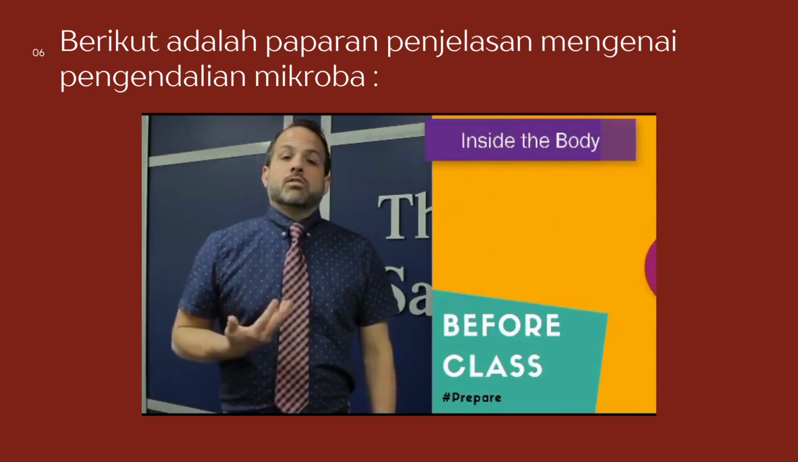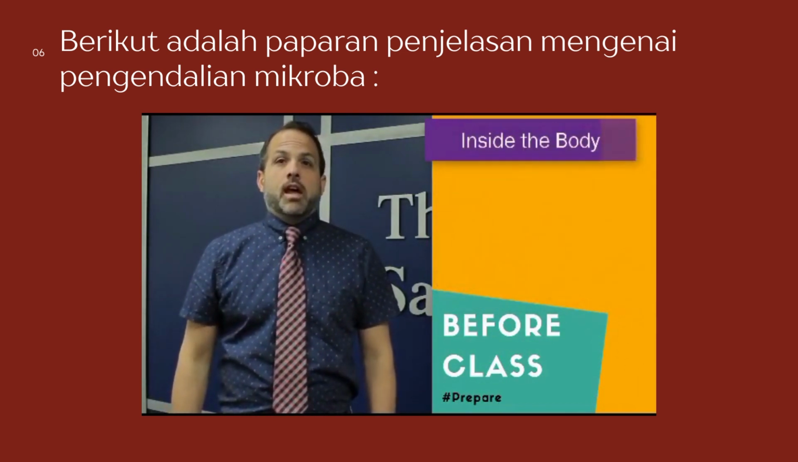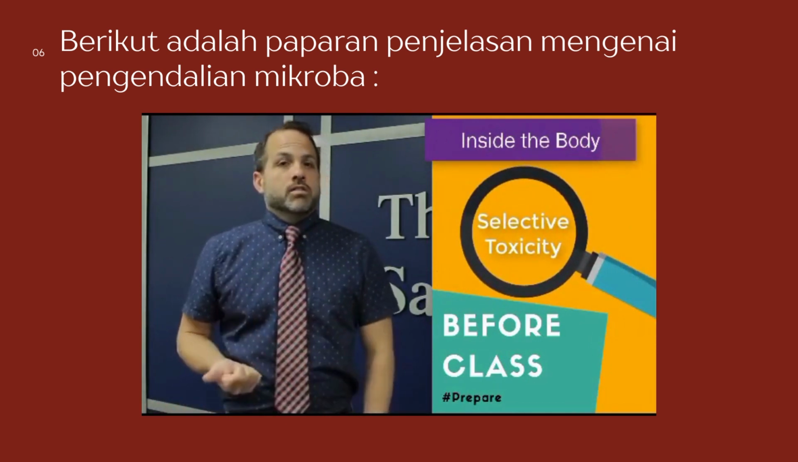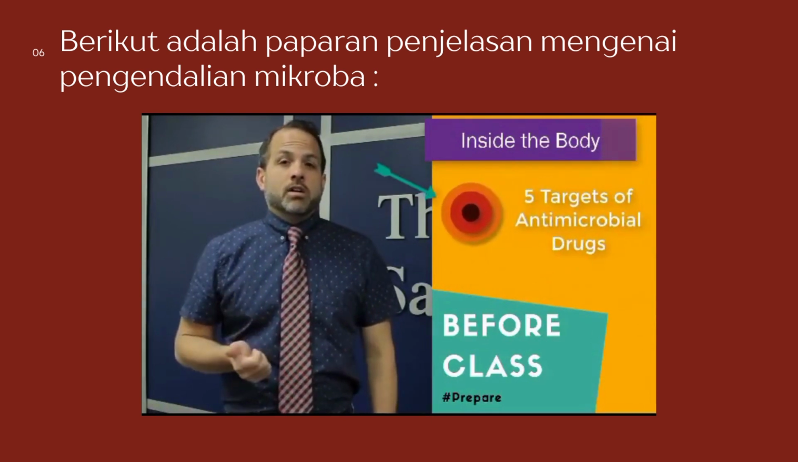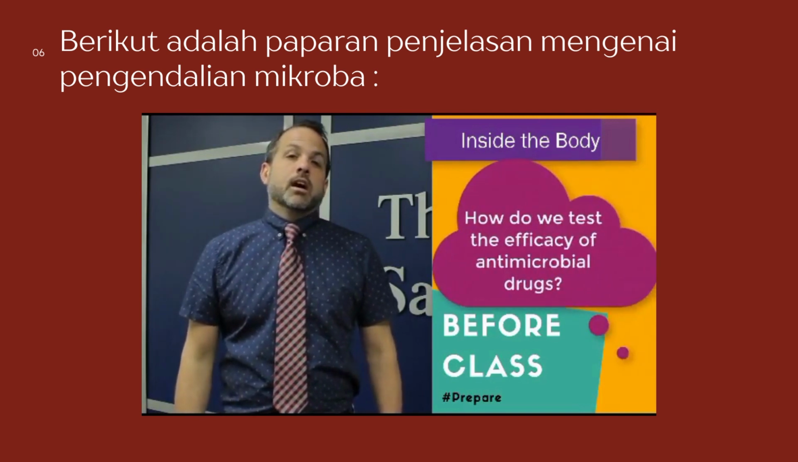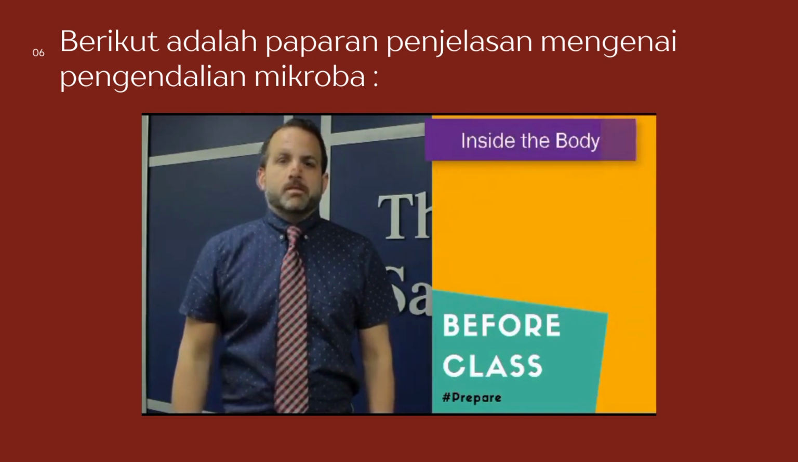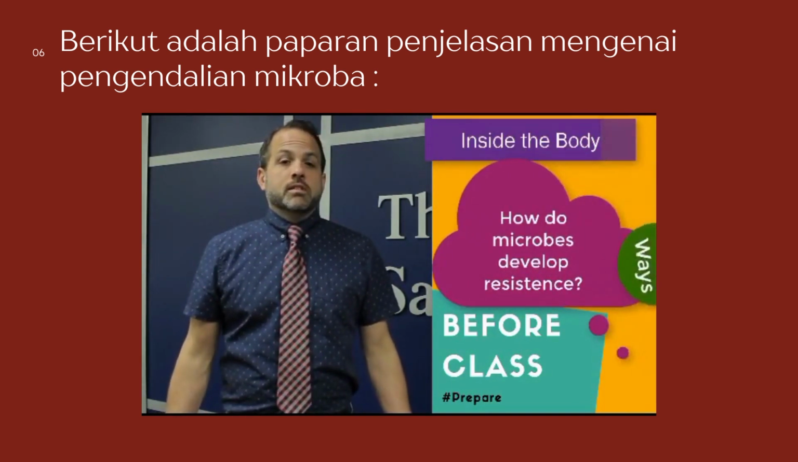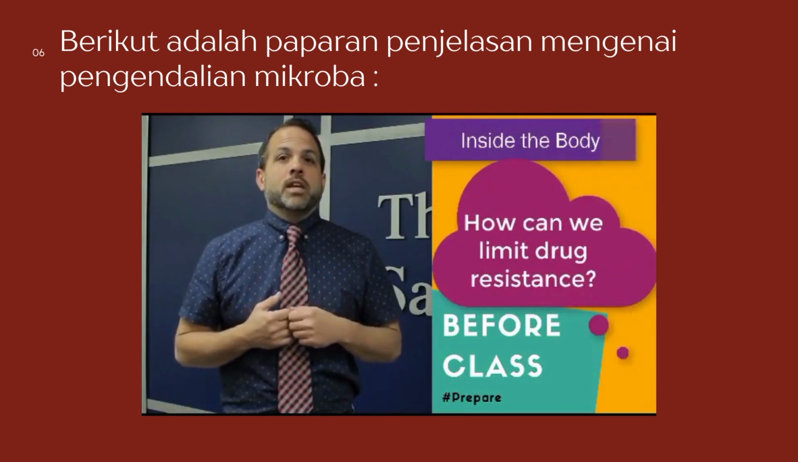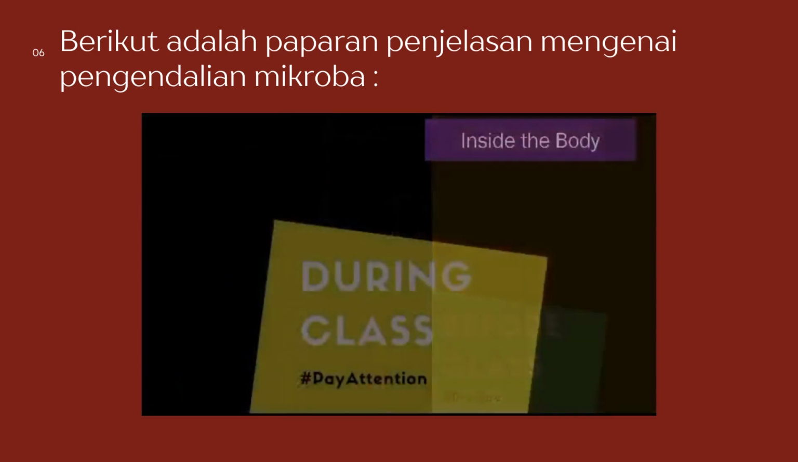Inside of the body, I want you to understand the characteristics of what we're looking for in an antimicrobial drug and focus in on what selective toxicity is. I also want you to look into the 5 targets of antimicrobial drugs and how we actually test the efficacy of an antimicrobial drug, which is actually a lab that we will be doing in class. How do microbes develop resistance, and how can we, as humans, limit that drug resistance so we can stop the formation of drug-resistant bacteria like MRSA.